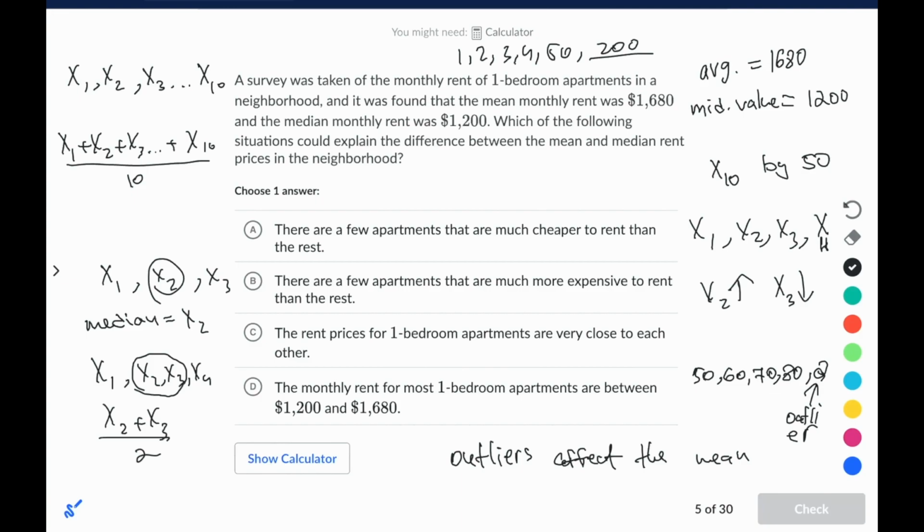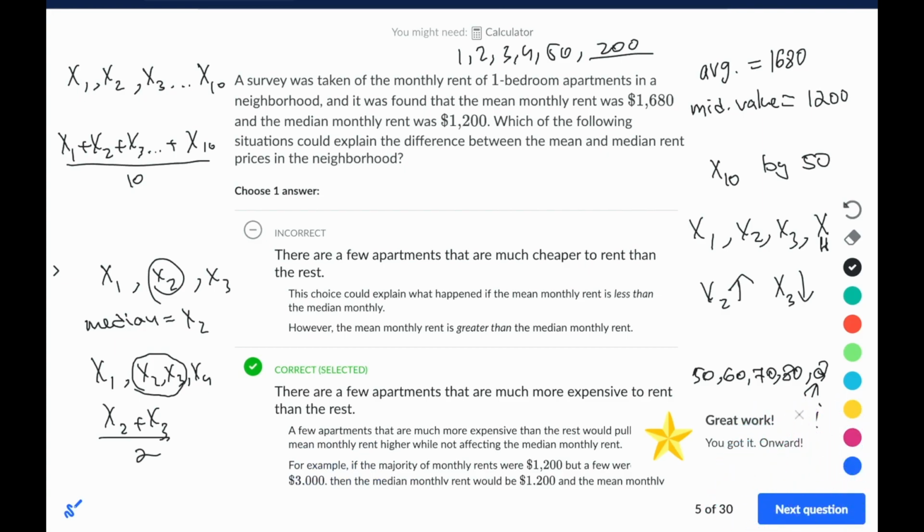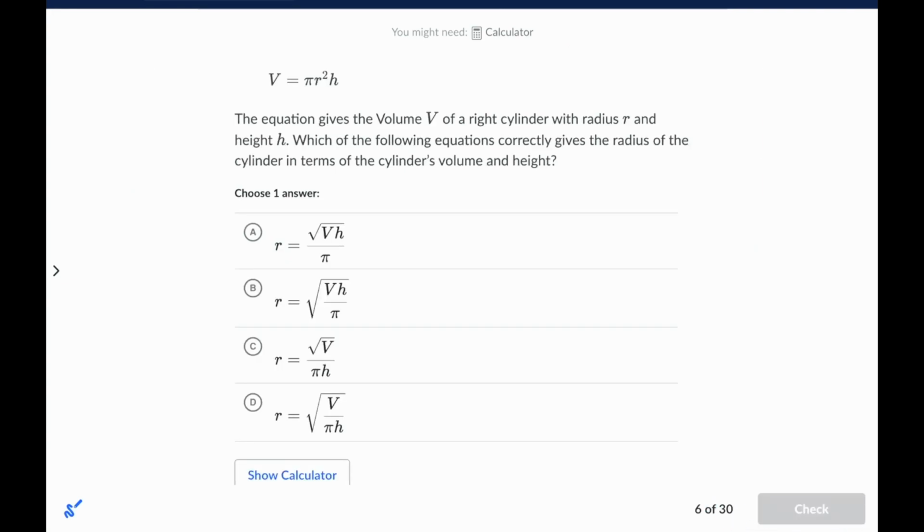Well, this is actually incorrect because if most of them are between 1200 and 1680, how can the mean be 1680? That's logically incorrect. So the only logical answer is B. Okay, next question.